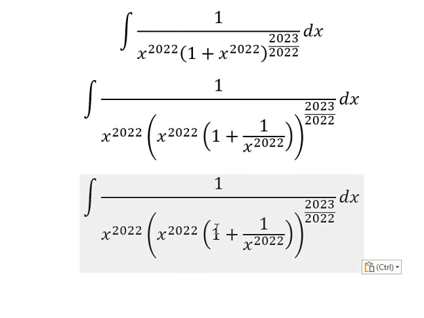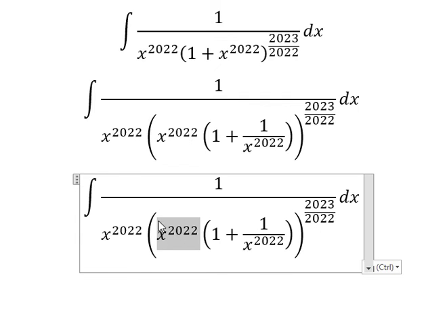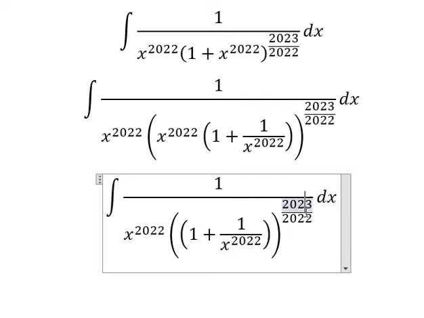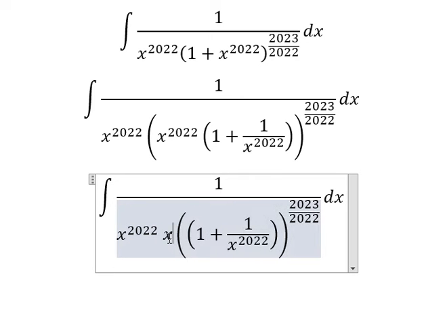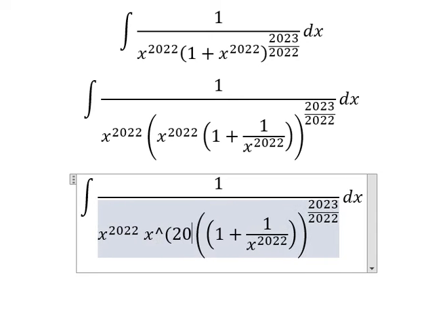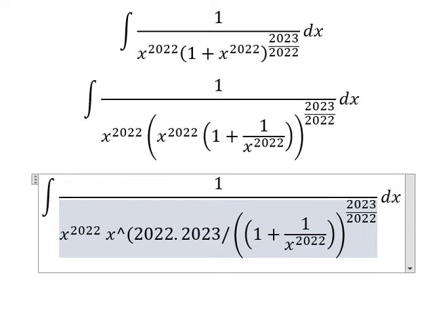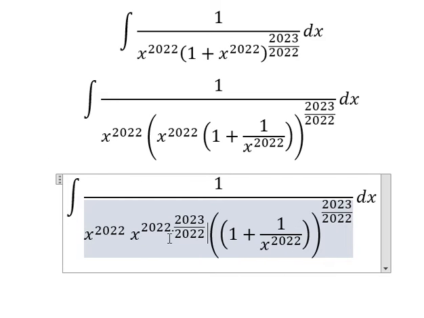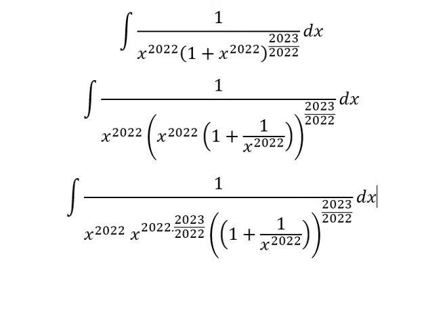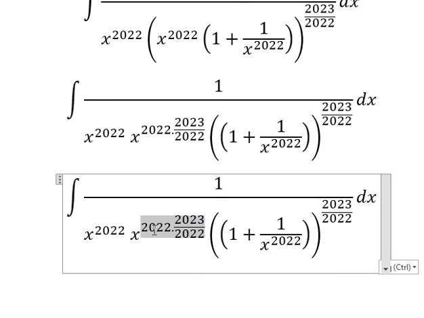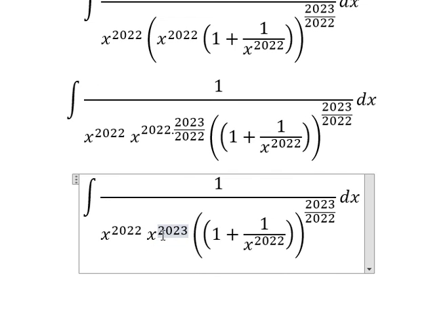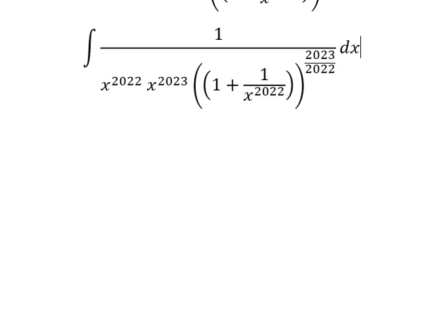Next, I will put this one go outside and we have this power in here. That should be about 2022 multiplied by 2023 over 2022. So this one we simplify and we got 2023.